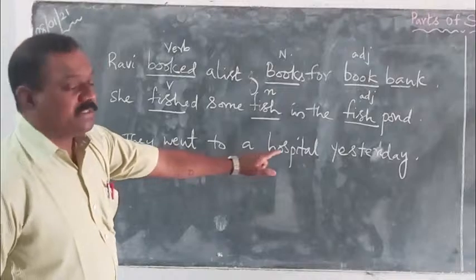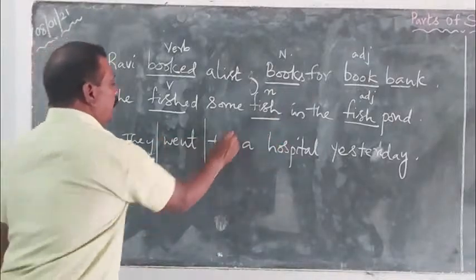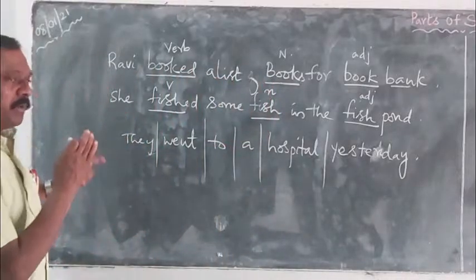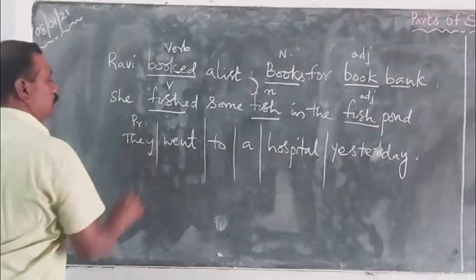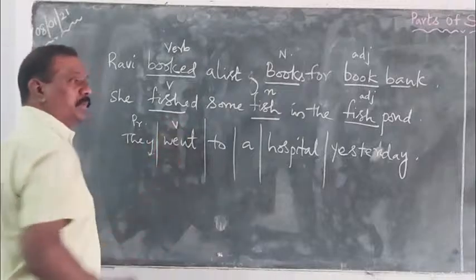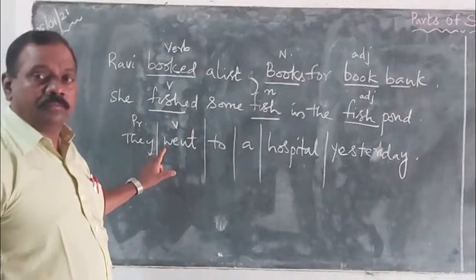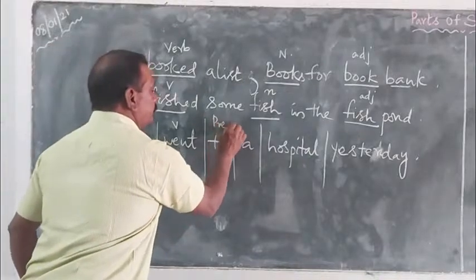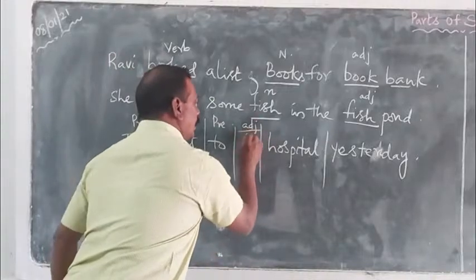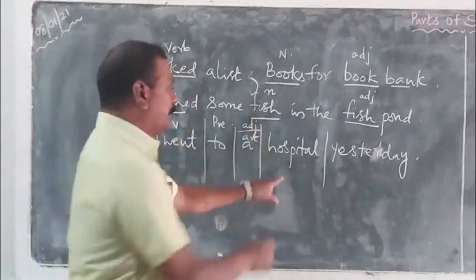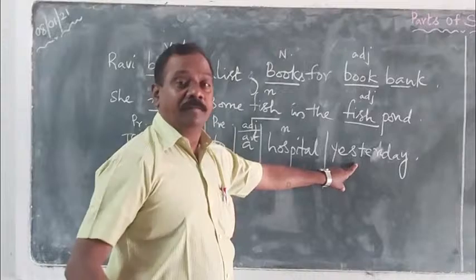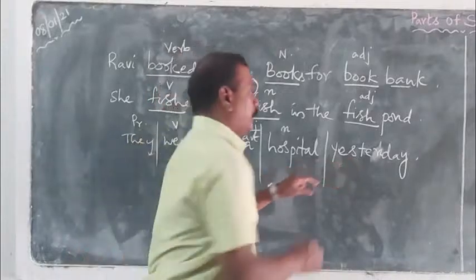It has 6 words. When you see, each word is one part of speech. Each word is one part of speech. This is a pronoun. Most of you know already. This is a verb, a past tense verb. Go, went, gone, going. This is a preposition. This is an article. It comes under adjective, or you can write article. Hospital is a noun, name of the place. Yesterday is an adverb of time.